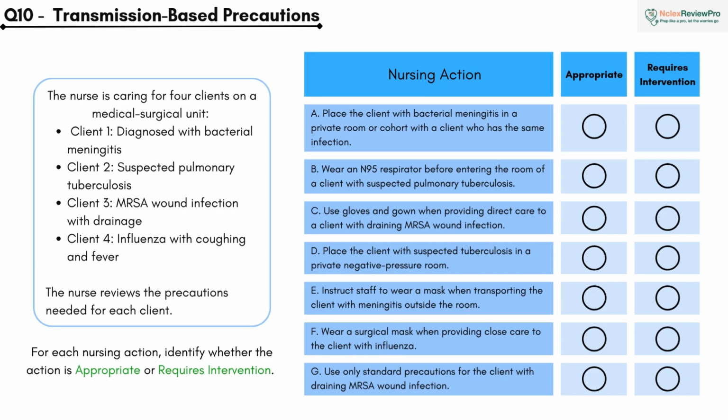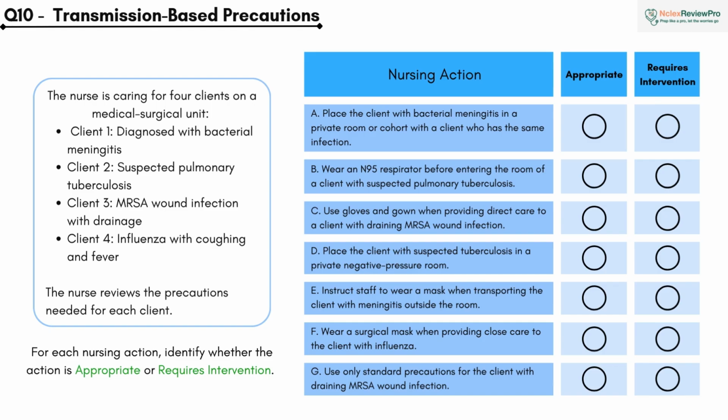Option F. Wear a surgical mask when providing close care to the client with influenza. Option G. Use only standard precautions for the client with draining MRSA wound infection. Take a moment and think about your answer. All right, let's break this down.